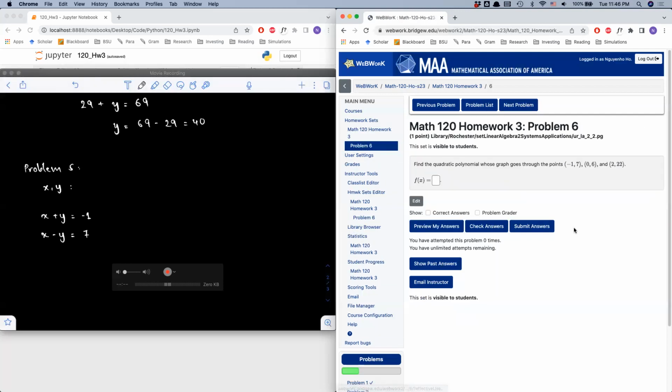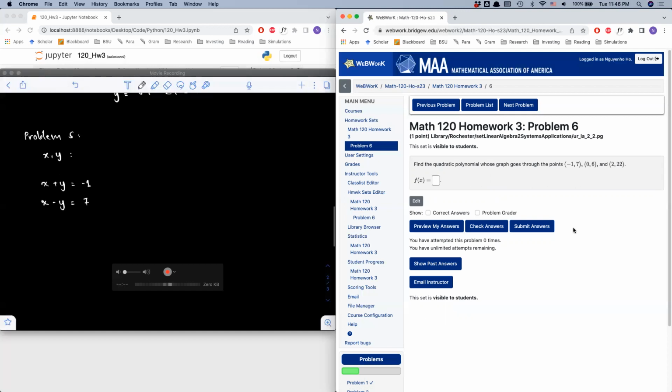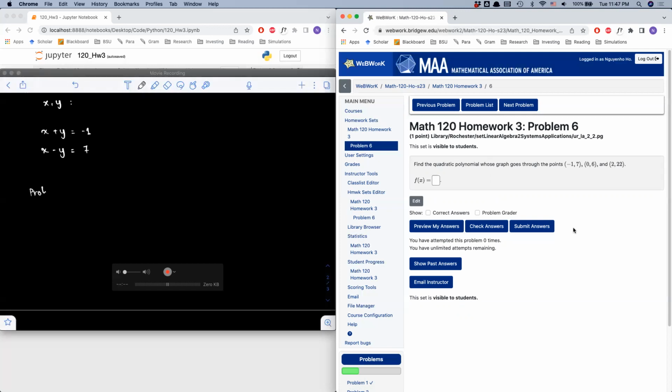Now for problem 6, right? Now, problem 6, similar to problem 1, 2, and 3. So problem 6. In this case, they ask you to use the quadratic polynomial functions, that is polynomial functions of degree 2, to fit the 3 points given to you, right? Why quadratic, a polynomial function of degree 2? Because it's always 1 less than the number of points that you have. And the quadratic polynomial functions, right?